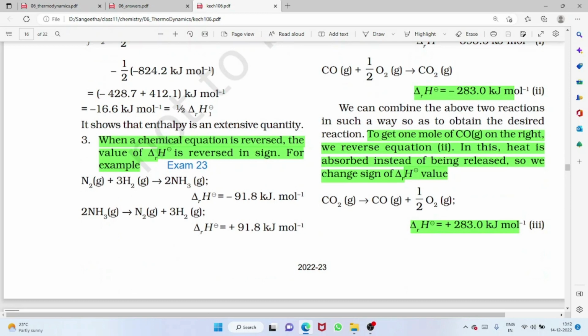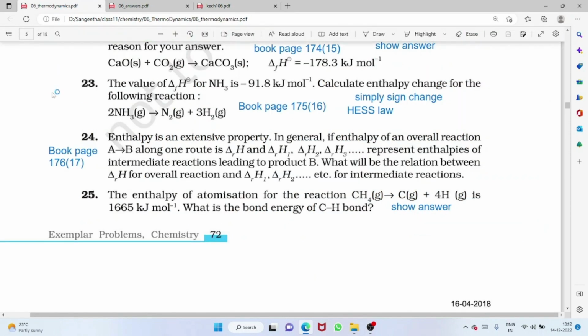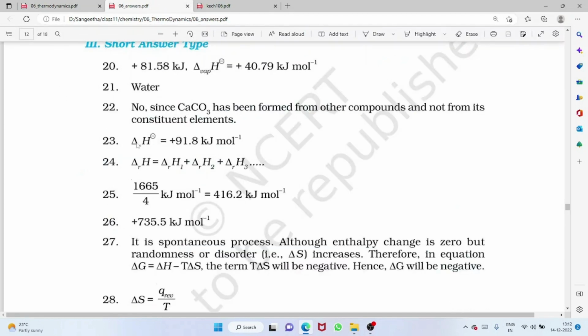See here, when a chemical equation is reversed, the value of the reaction enthalpy is also reversed. So we have to simply reverse this sign. See here, a positive sign.